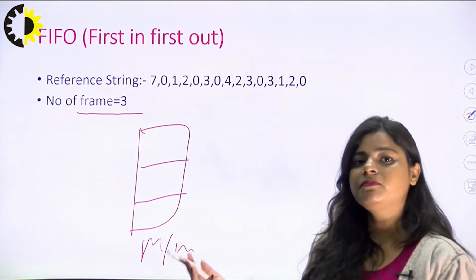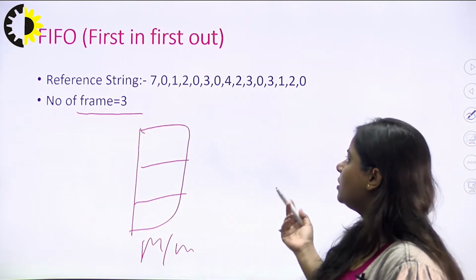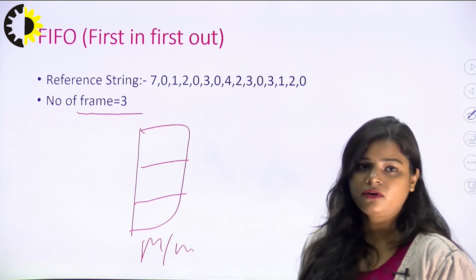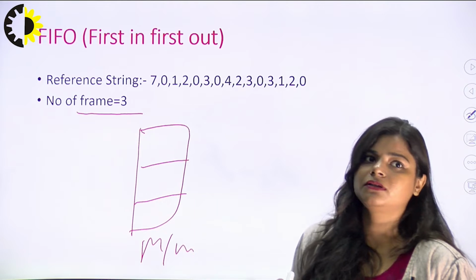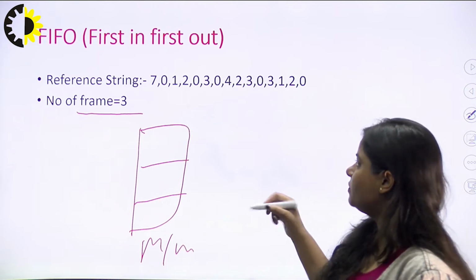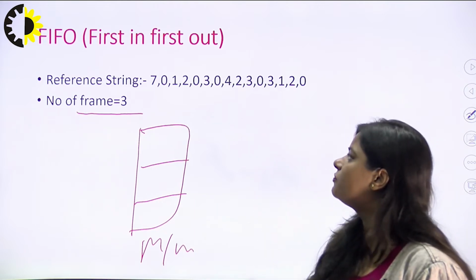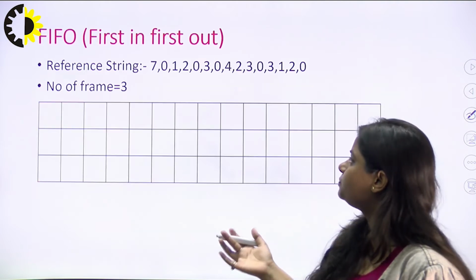But what if another page comes to the main memory? How will we solve this? So here the page replacement algorithm comes into the picture. We will use the technique of FIFO. So let's continue.